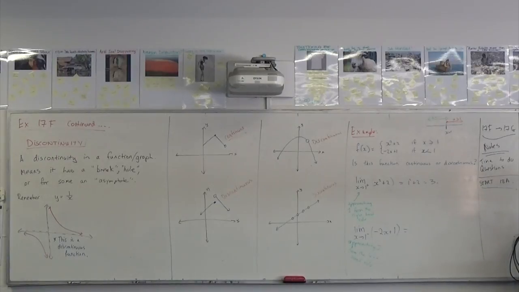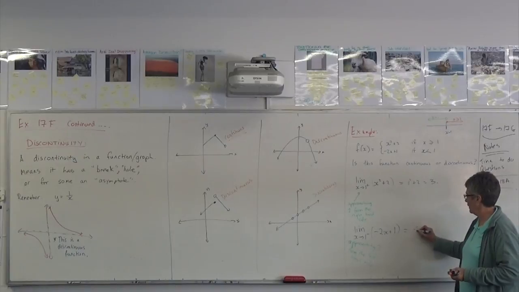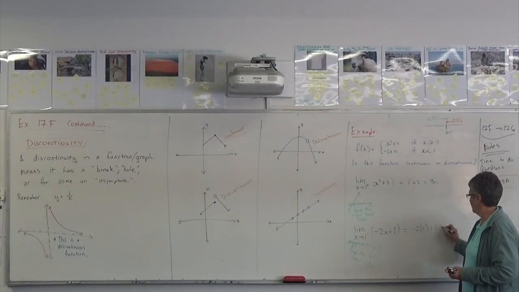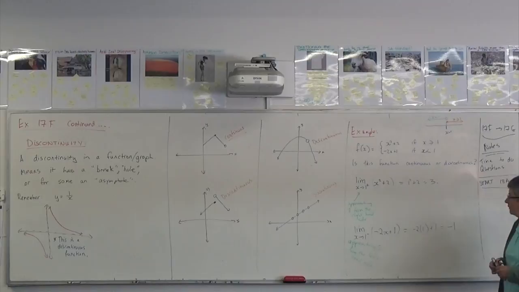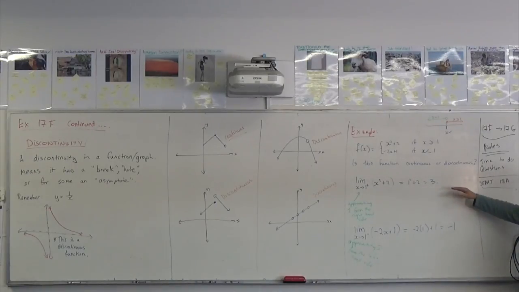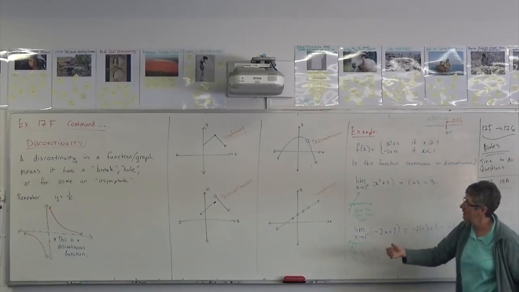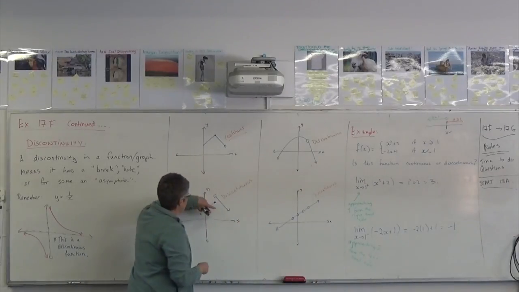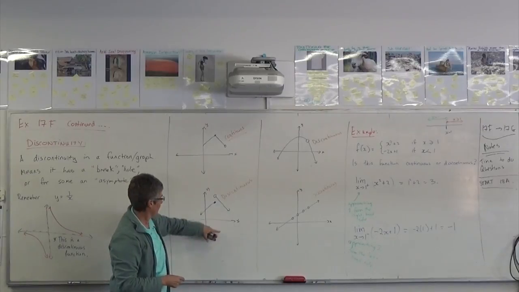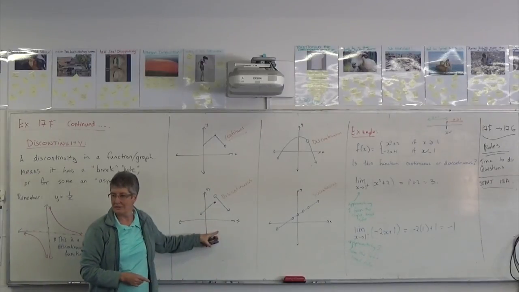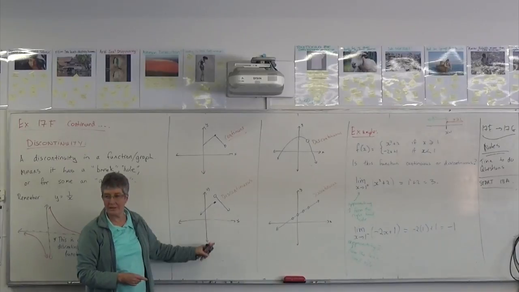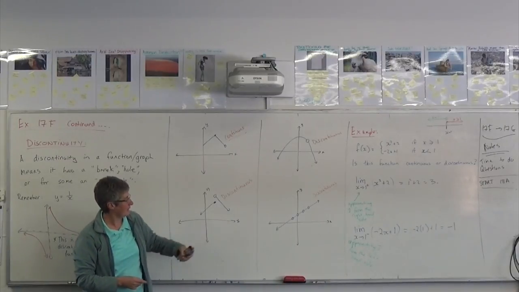So what's my limit going to be there? So it's going to be negative 2 times 1 plus 1 is negative 1. So, what this is saying, if I go from this side, it's going to approach 3. If I go from this side, it's going to approach negative 1. So that means we're going to have a graph that's going to be 3 at one end and negative 1 at the other end. So my two endpoints are going to be up there and down there.